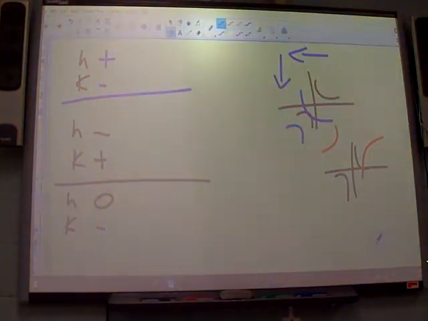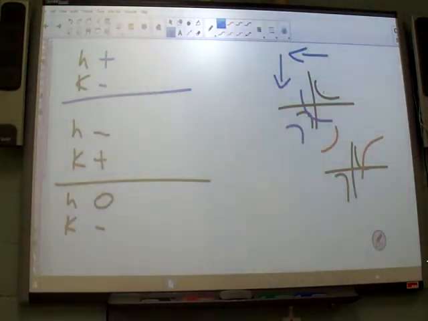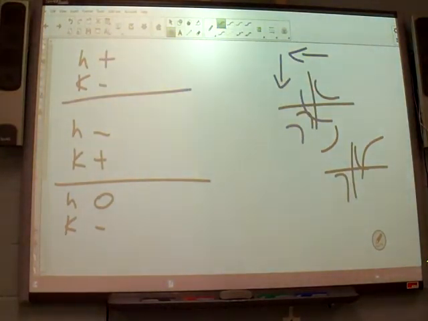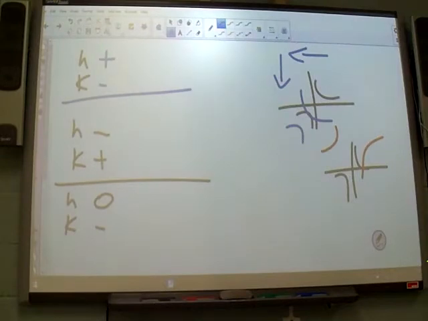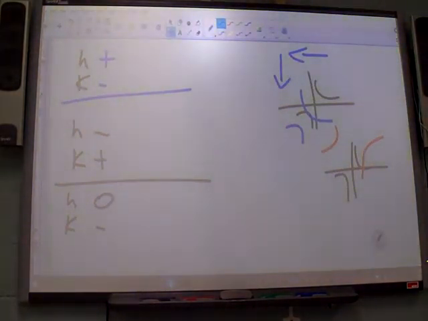Because on your parent functions, these I've got scribbled up here in black, the axes are the asymptotes, they never touch them. So if it moved over to the left of it, it's going positive, right? So y'all can figure out on that. Okay, one more, number 8.